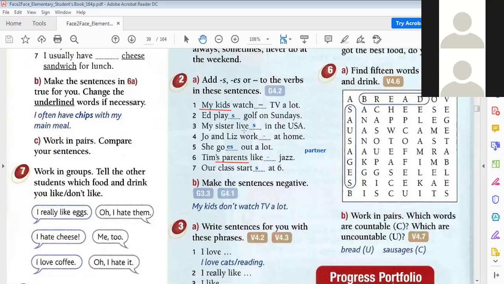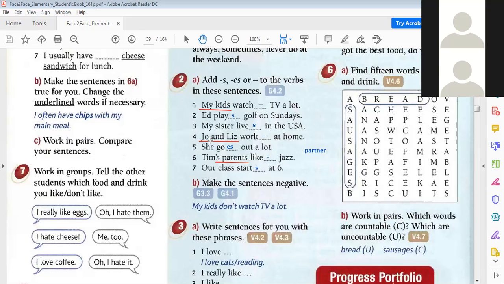Okay, now Joe and Liz, is it one person or two people? Two people. So if you want to change them to a subject pronoun, do we say he, she, it, we, they? They. Okay. Can you make it with they? Joe and Liz don't work at home. Right, exactly. Because they're together, they are they, right? Yes.